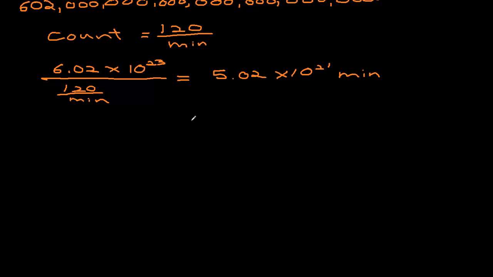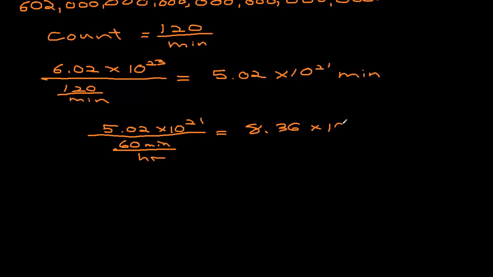That's a long time, but really, how long is that? We take that number, 5.02 times 10 to the 21st power, and divide by 60. We'll know how many hours, because there's 60 minutes per hour. So 60 minutes in an hour. Performing this math will tell us how many hours it would take: 8.36 times 10 to the 19th hours. That's how long it would take to count to Avogadro's number, the number of particles that there are in a mole, if you were counting at this pace of 120 per minute, day in and day out without stopping.